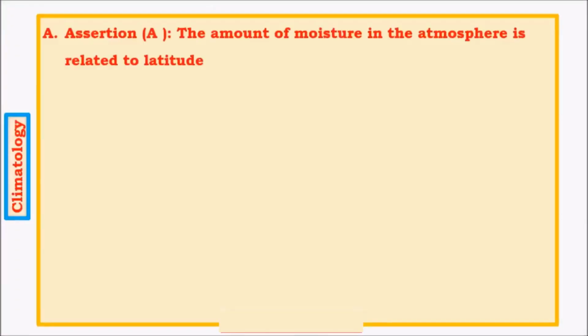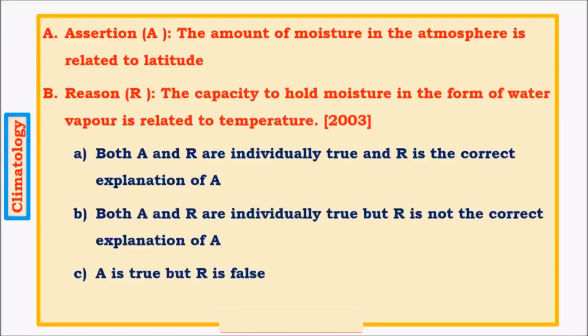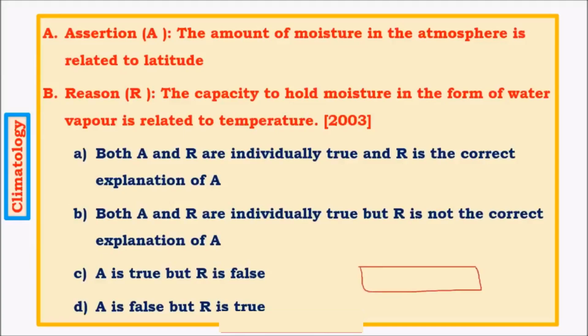So before winding up the video, let us look at a few questions. These are questions asked in previous prelims examinations. The amount of moisture in the atmosphere is related to latitude. This is the assertion. And the reason for this is that the capacity to hold moisture in the form of water vapor is related to temperature. So to answer this question, first let us talk a little about temperature and moisture. Let us imagine an ocean surface which has a great amount of water, and then there is a certain amount of temperature which is received by this ocean.